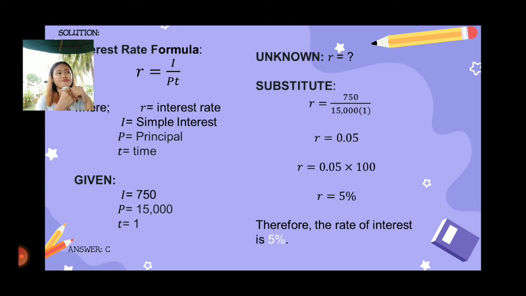So we need to put the given terms. I is 750, principal is 15,000, time is 1 since it's annually. And then we need to substitute those terms. Therefore, after substituting and simplifying, we get 5%. Therefore, the rate of interest here is 5%. Okay, next.